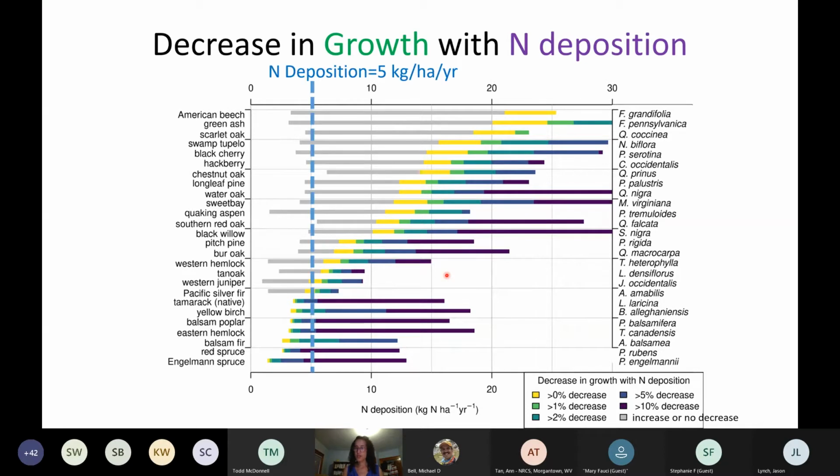Okay, so for example, if you wanted to know a given deposition level, this is 5 kilograms per hectare, it would be possible to see how the different species would respond. So the most sensitive would have a decrease of greater than 10%, like this Engelmann spruce or red spruce. Other species which would have a decline of 5 to 10% would be like eastern hemlock or balsam poplar, or a 2 to 5% decrease would be like yellow birch, for example, or balsam fir.